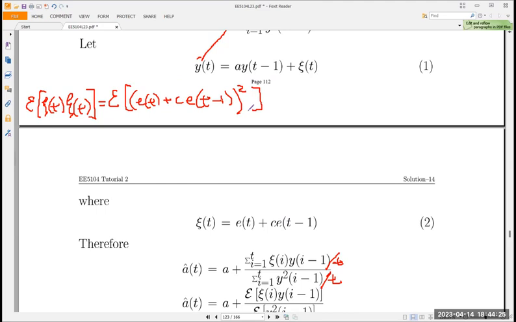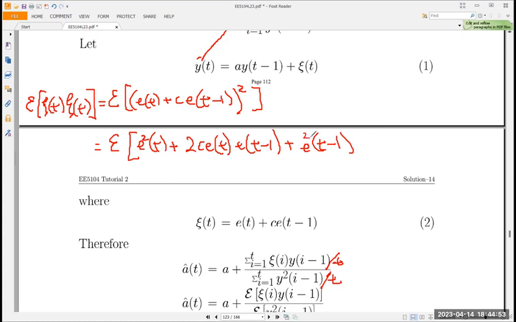All right, so you expand this, you will then get e_t square plus 2C e_t e_t minus 1 plus C square e_t minus 1 square.